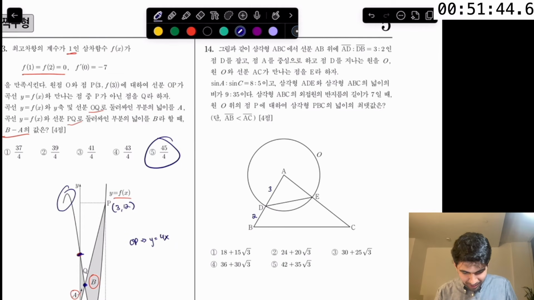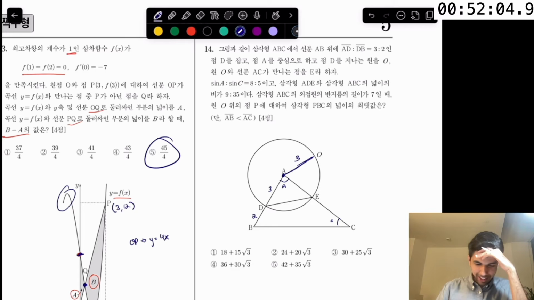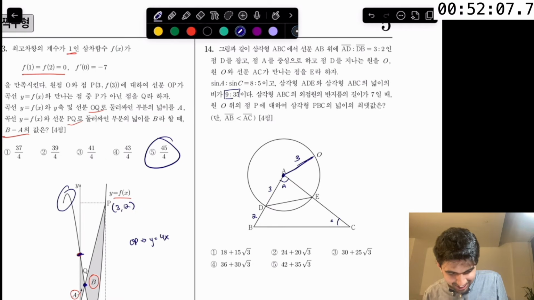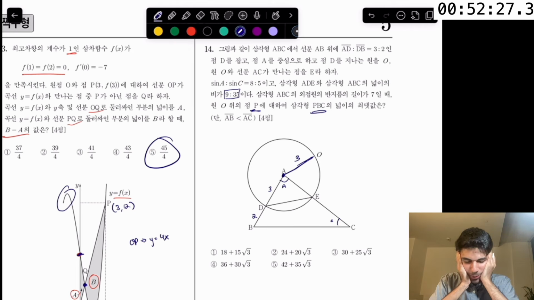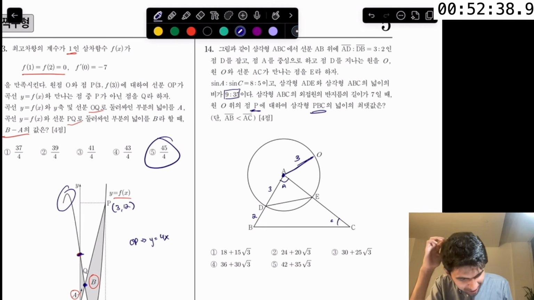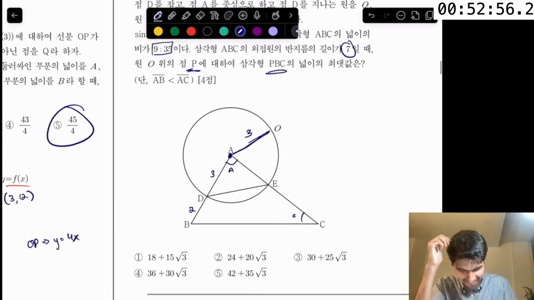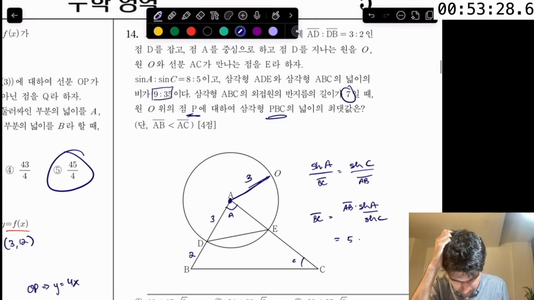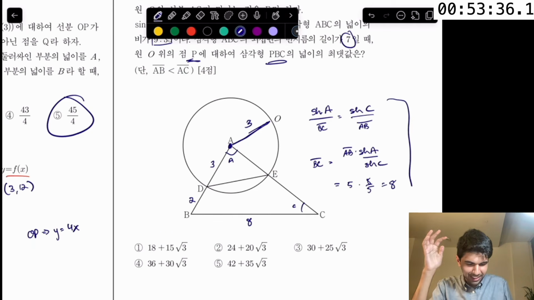Okay, O is a circle. I'm guessing A is the center of the circle. Sine A to sine C is 8:5, and something about ADE to ABC is 9:35. I'm guessing it's area? And now there's something about P and PBC. Well, I don't know what P is. This seems to be a theme because it was the other question where I didn't know what P was. Oh wait, there's a 7 here. Okay, so just using the law of sines here, we can determine that BC equals 8.